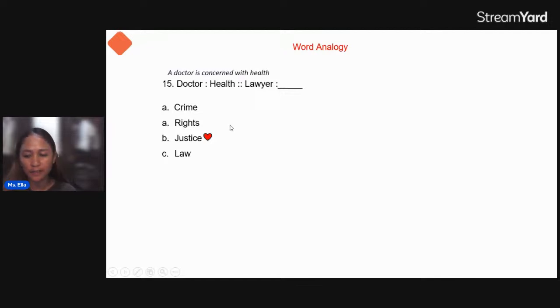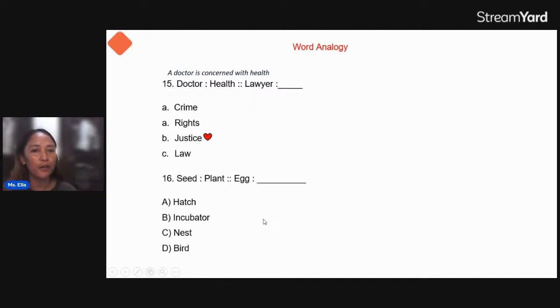Why justice? So, as we all know, a doctor is concerned with health. Though lawyers are concerned with the law, more than that they are concerned with justice. Why do you need a lawyer? Because you need justice. Okay, you need fair judgment. How about number 16?